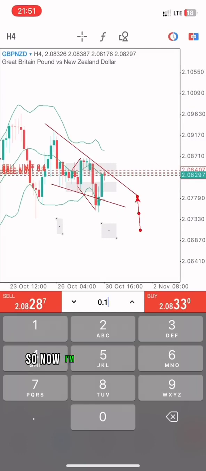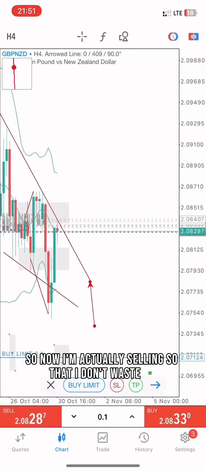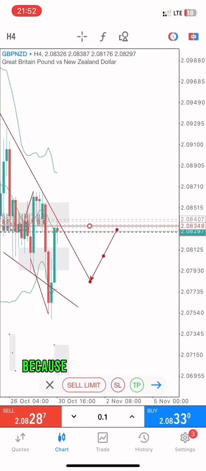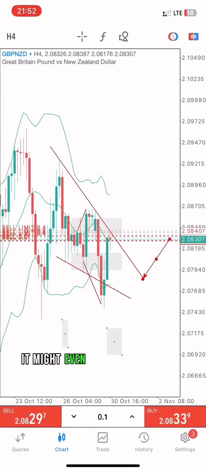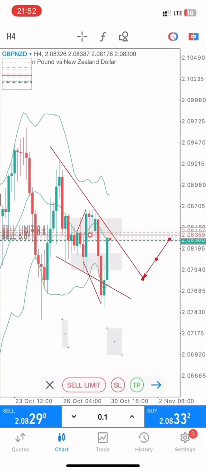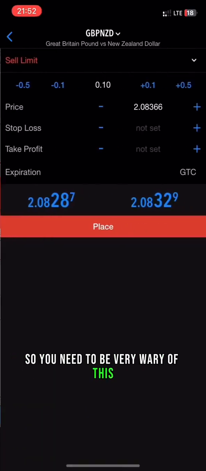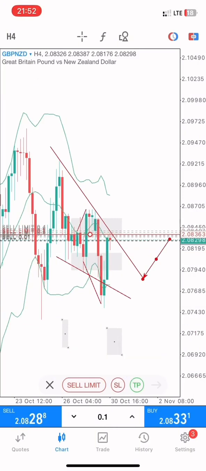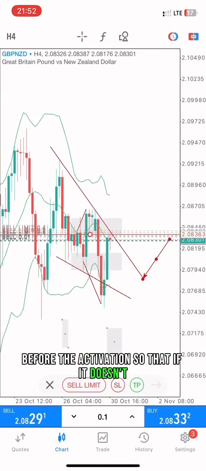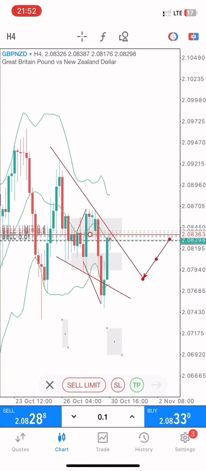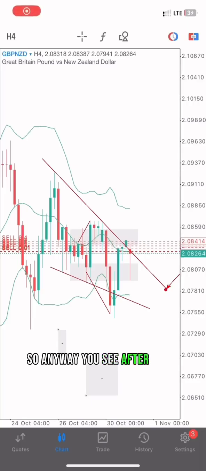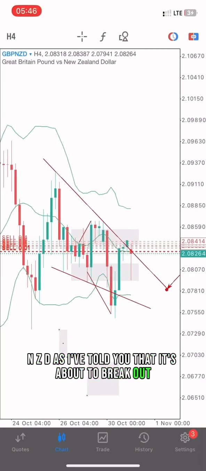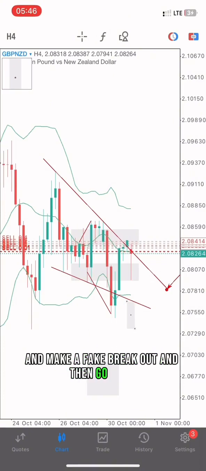So now I'm actually selling so that I don't waste my account when it actually does go down without activating my orders, because sometimes it does that. It might even touch your orders but not activate them. So you need to be very wary of this. That is why I enter with some live positions before the activation, so that if it doesn't activate, I'll still make profit. So anyway, we will see after some time in GBP NZD, as I've told you that it's about to break out and make a fake breakout and then go down.